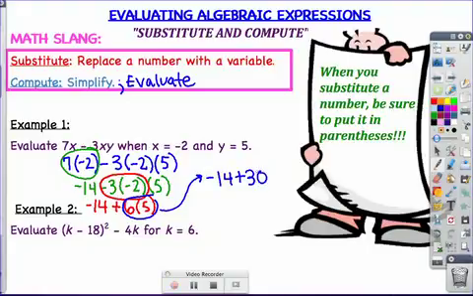Try the next question on your own, so pause the screen and resume when you're ready. Evaluate k minus 18, all raised to the second power, minus 4k when k equals 6. So I substitute in 6 for k.